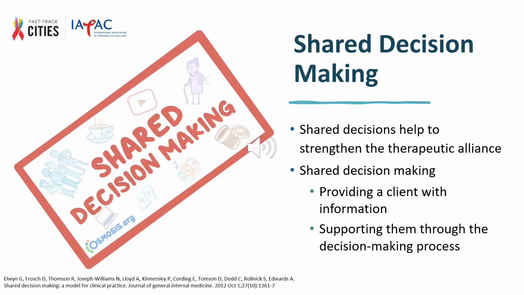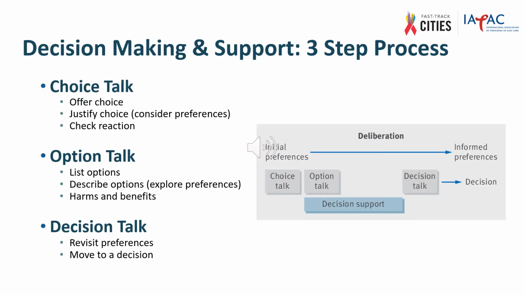Shared decisions help to strengthen the Therapeutic Alliance. Shared decision-making is a process of providing a client with information and supporting them through the decision-making process. Decision-making and decision support can be considered a 3-step process. Choice talk involves offering a choice, justifying the choice while considering preferences and checking reactions. Option talk involves listing options, describing options while exploring preferences, and examining harms and benefits. Finally, decision talk revisits preferences and moves to making a decision.